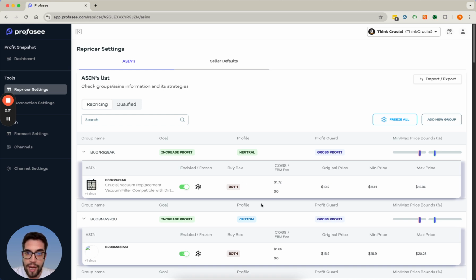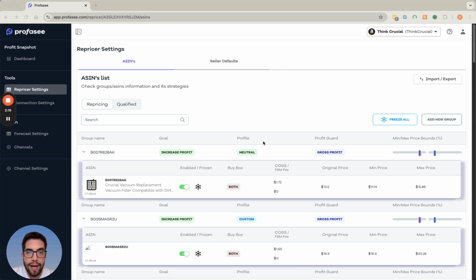For example, if you have 20 units in your inventory and your next shipment arrives in 20 days, you can set a specific target sales velocity to ensure that your inventory lasts until the new shipment is delivered to the Amazon warehouse.